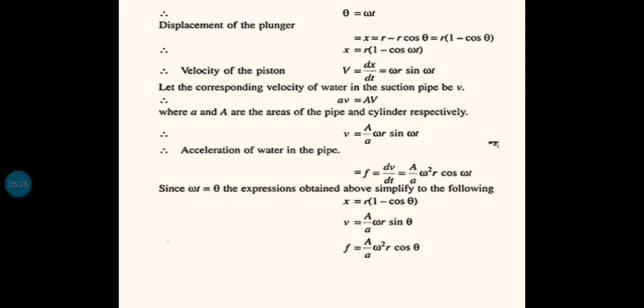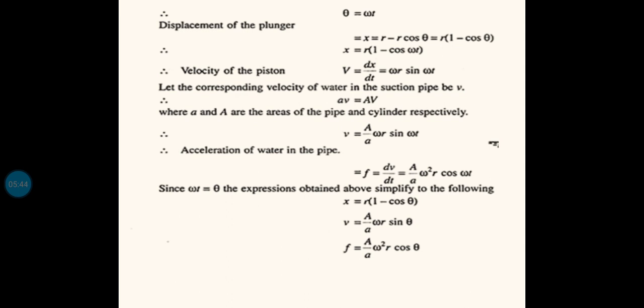Now we want to find the velocity of the piston, capital V. Note down that capital V. This is the velocity of the piston. Velocity of the piston, capital V, equal to dx by dt, since x is the distance the piston moved, or displacement of the piston. So capital V is the velocity of the piston, V is equal to dx by dt.